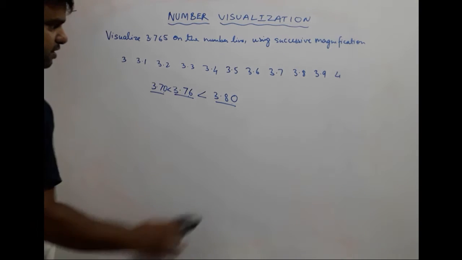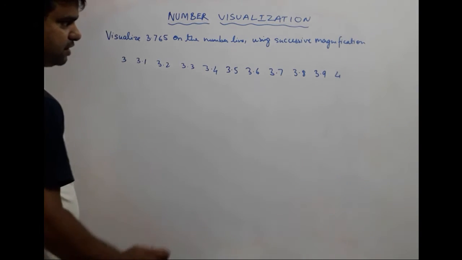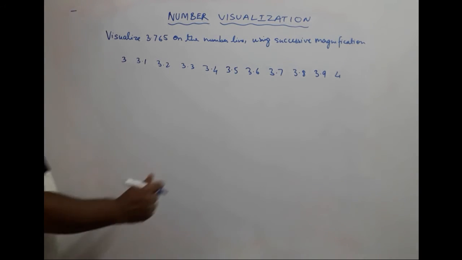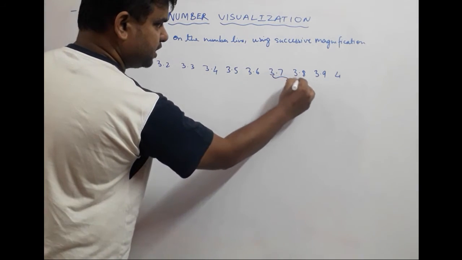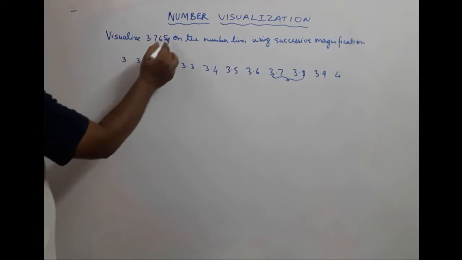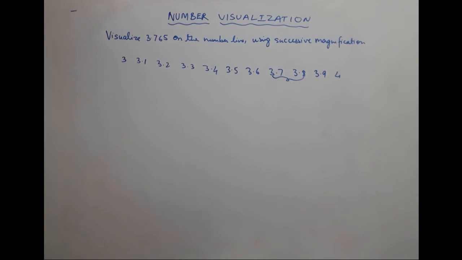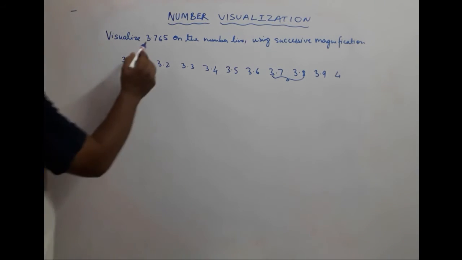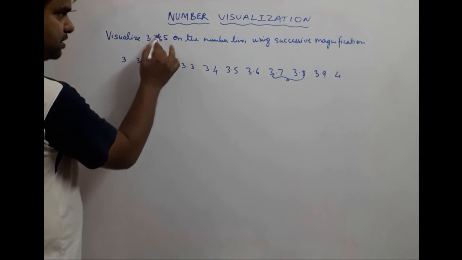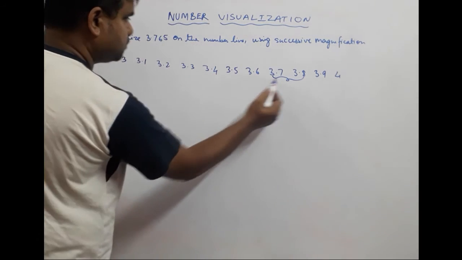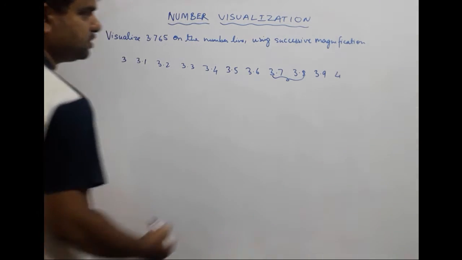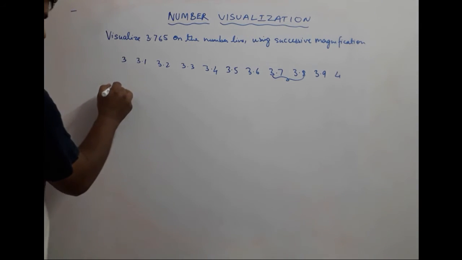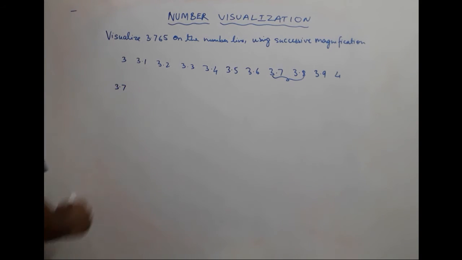So let us magnify that area further. That means we need to magnify this area further in order to get to this number, that is 3.765, because we are sure that this number is between these two, because 3.76 definitely comes between the two. So let us put it down as 3.7 and it should go all the way up to 3.8.